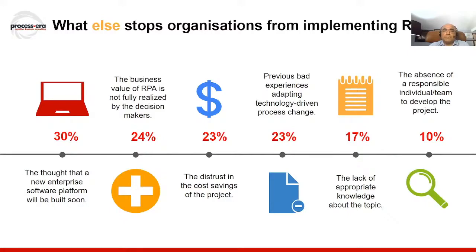That's the important part. The other part is that the decision maker does not understand the pictures, the values. That's a very important point. And the other 23% is the cost saving. So the estimated cost saving is not satisfied by the investor. That's a very important part.